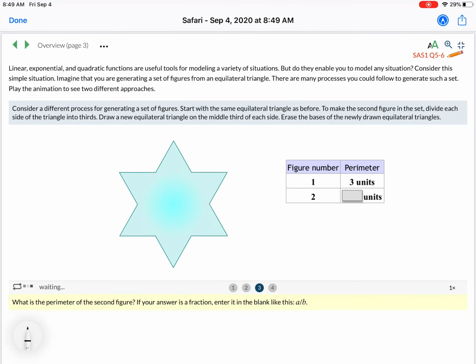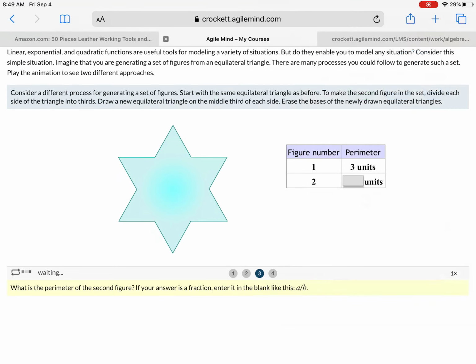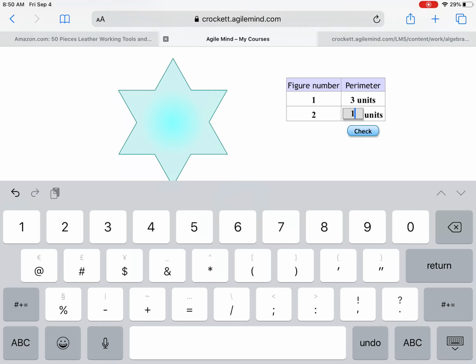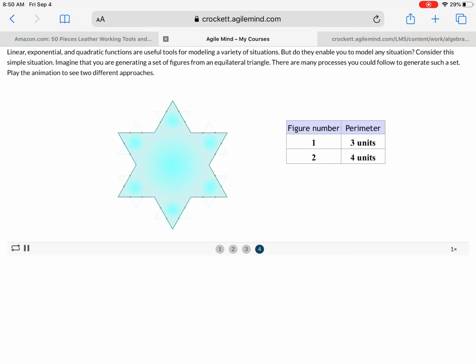So on top is going to be our number of points, okay? So we have 12 points. And I just said we divide it by thirds. So our denominator has to be 3 because that's what it tells us. Just divide it into thirds every time. So we're going to type in 12 divided by 3, which is 4.